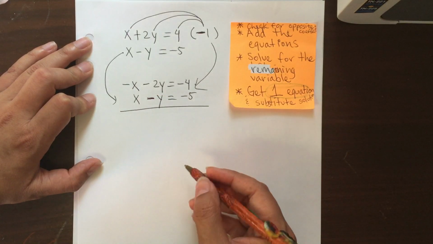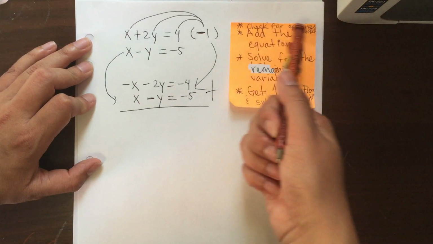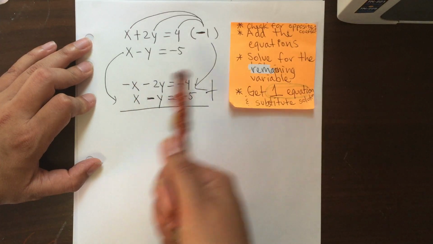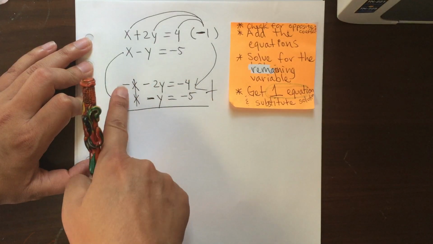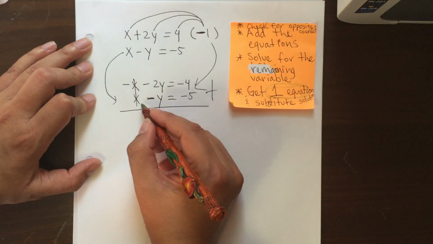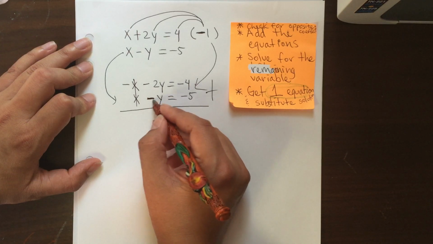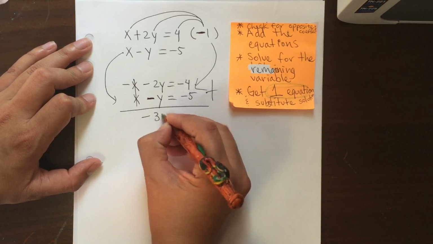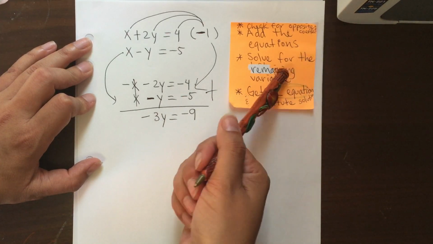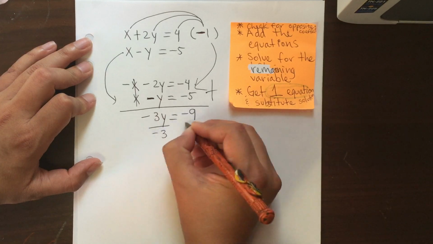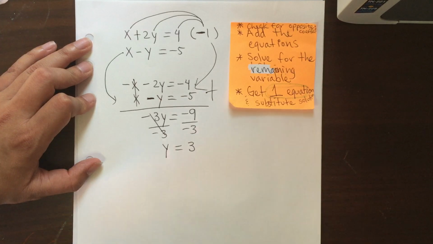And so we add by adding, which is the second section. Now we can check that we have opposites. We can add the equations. These cancel because we have one positive and one negative, and the same coefficient. And -2y and -1y is -3y equals -9. Solve for the remaining variable, divide by -3, so y is equal to +3.